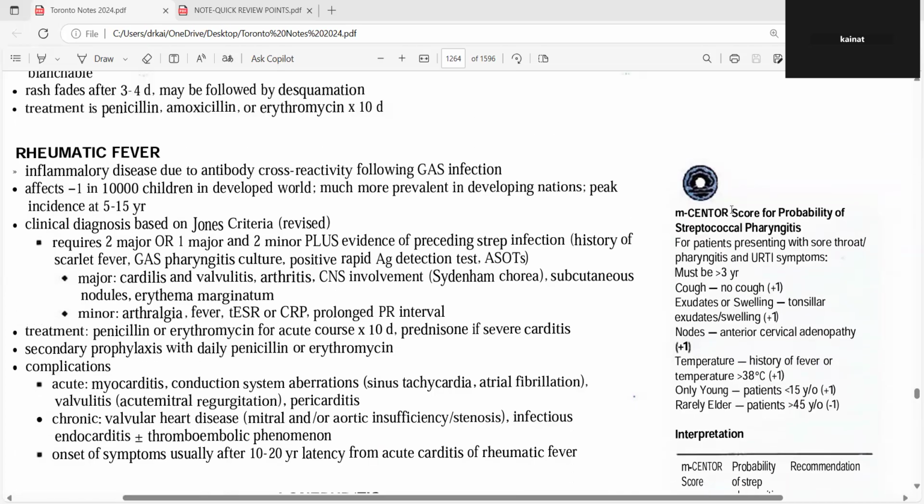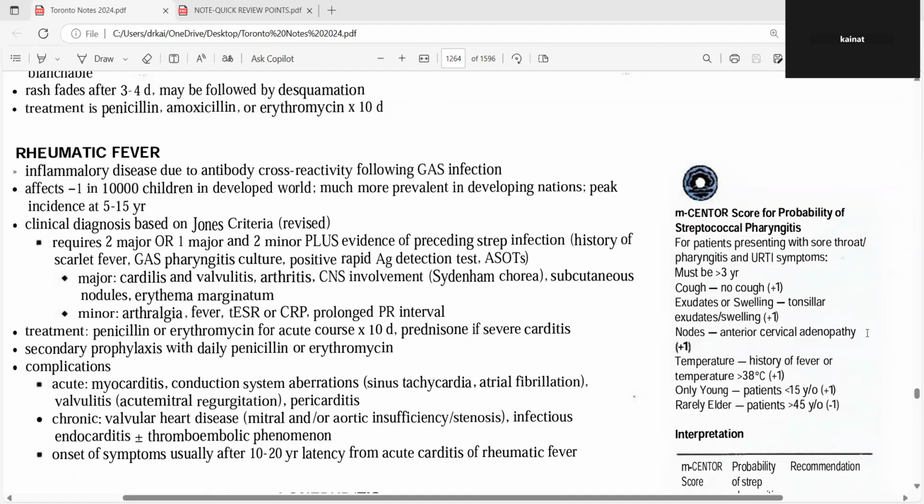So here is the McIsaac score. What are the scores? It is basically the age factor, must be more than 3 years. The cough, there is no cough. The tonsillar exudates should be there. Anterior cervical lymphadenopathy, temperature, only young, rarely elder.